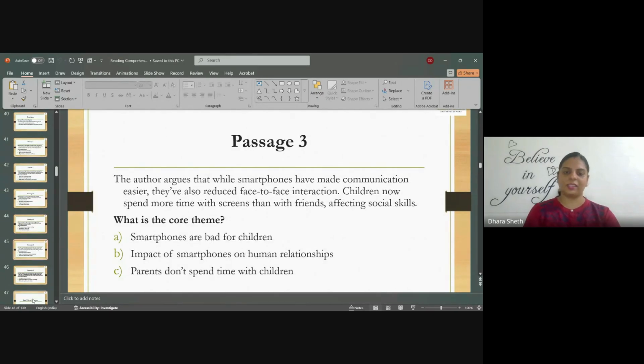Okay. Next, another example. So, what's the core theme? Yes, the core theme is B. Now, let's talk about the tone. What is the tone of the passage?